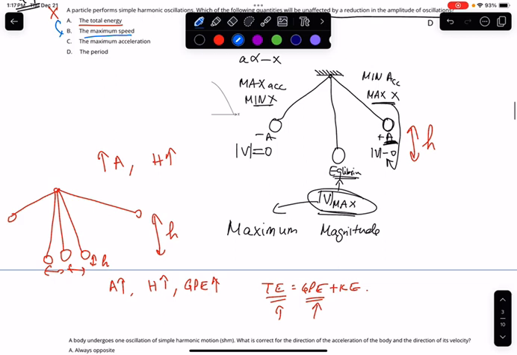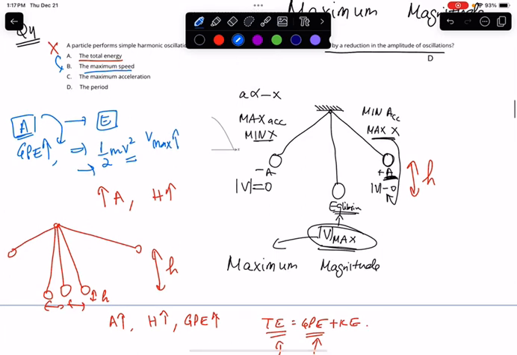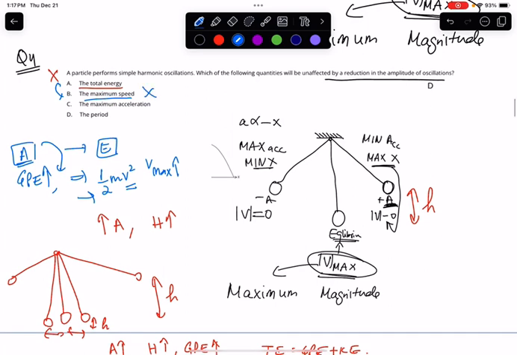So what's going to happen is that as our gravitational potential energy rises, it's going to be maximum at our amplitudes, right? That's when the gravitational potential energy is the highest. And then as you go towards the equilibrium position, all that gravitational potential energy gets converted to kinetic energy, which is 1/2 mv squared, which means that the maximum speed will rise because you have more energy to convert into kinetic energy. So therefore, the kinetic energy is not a good answer as well.